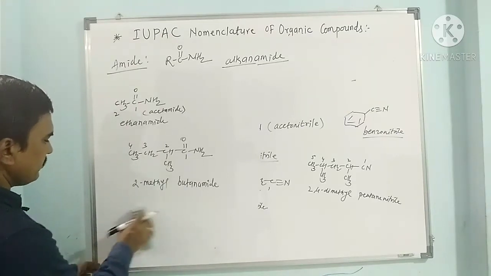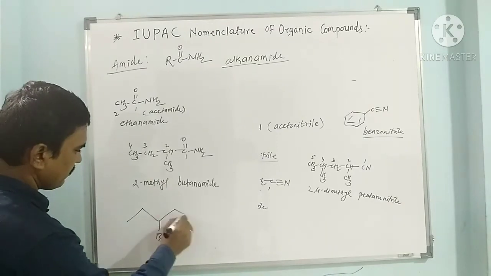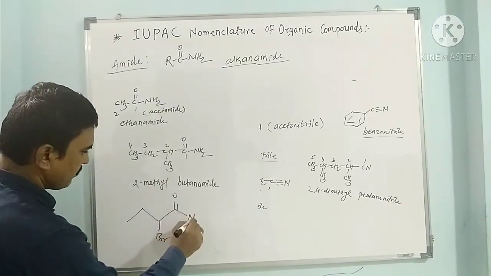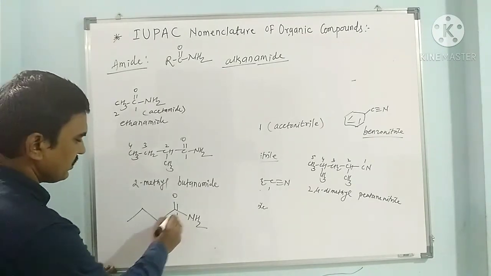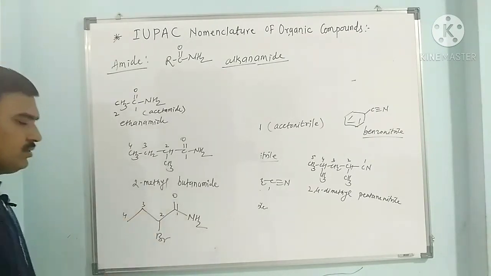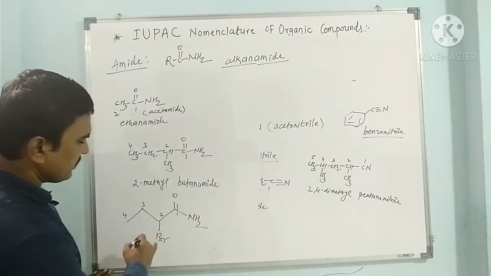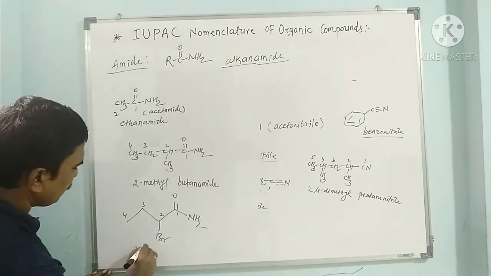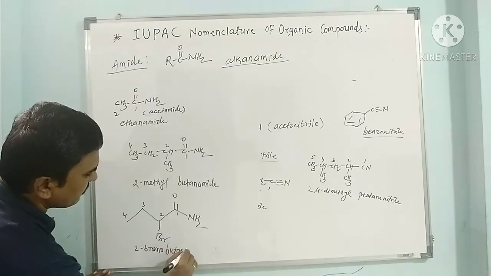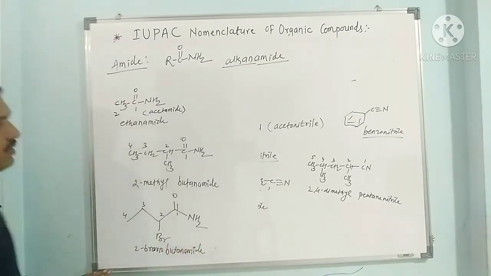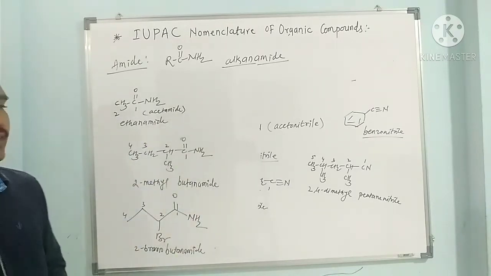Or we can have the skeleton of this. Count the number of carbons. Carbonyl is 1, 2, 3, 4. So it is again 4 carbons, so it is butanamide, but the second carbon has Br. So it is 2-bromo butanamide. In this way amides are named.